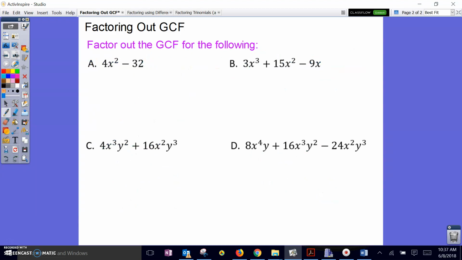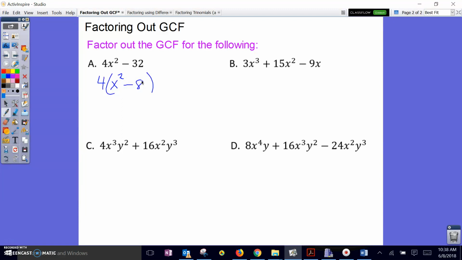All right, part A here, 4x squared minus 32. The biggest thing that divides into both of those is 4. And then we figure out what's left behind. 4 times what gives us 4x squared? That's x squared. And 4 times what gives us minus 32? That's minus 8. And there's our factorization by pulling out the GCF.